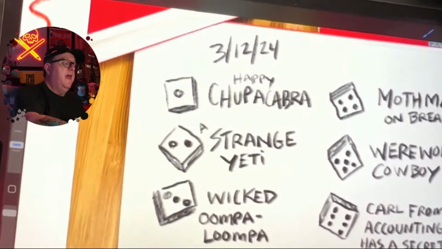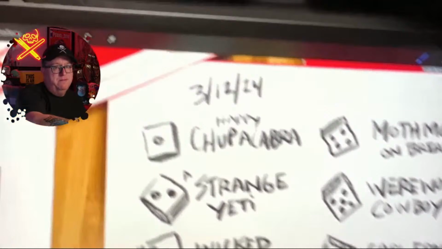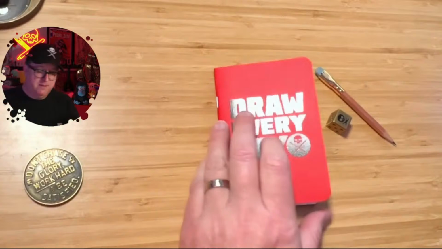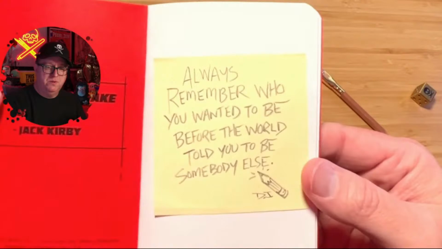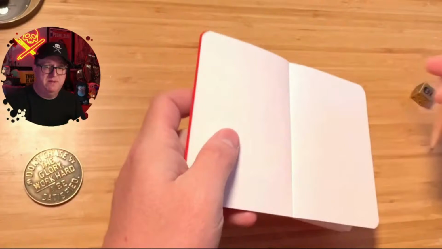You can also cheat and just draw whatever you like, but I'm going to follow the rules. I'm going to draw a happy chupacabra, and I'm going to draw it here in this Draw Everyday notebook available on our website. It has a little quote in there: always remember who you wanted to be before the world told you to be somebody else. Sometimes I put little quotes in there just to remind myself too.